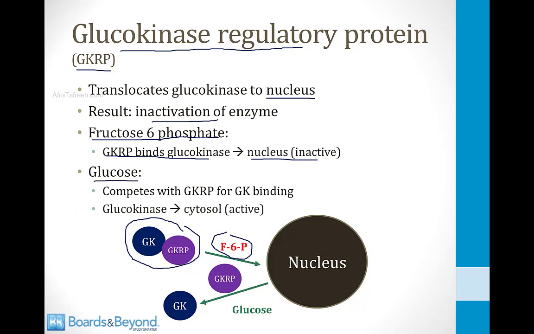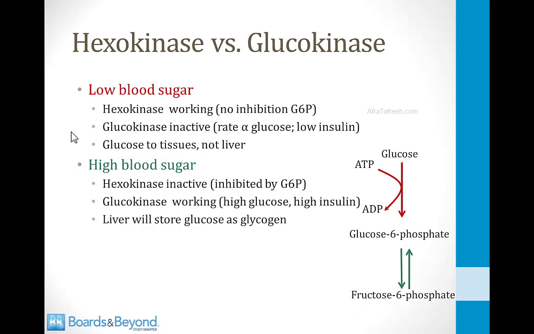In the presence of glucose, however, glucose will compete with GKRP for GK binding, and when glucose is around, it will bump the GKRP off of glucokinase and release glucokinase so that it can go out into the cytosol and do its job. And so just like I showed you 2 slides ago, what this means is that the only way glucokinase is going to be inactive is when you have both the presence of fructose 6-phosphate and the absence of glucose. In other words, a low glucose level. These two features together will lead to the inactivation of glucokinase. Otherwise, if there's glucose around, no matter what fructose 6-phosphate tries to do, glucokinase will make its way to the cytosol and be active.